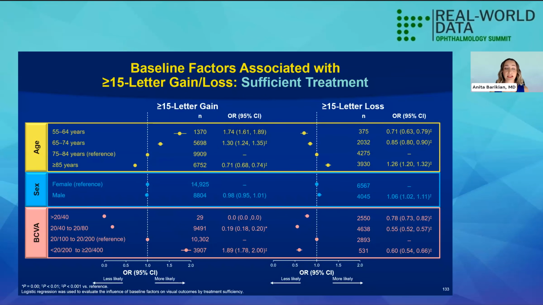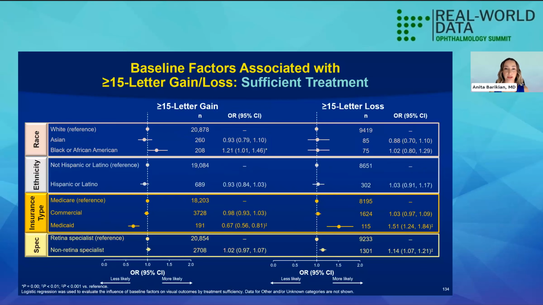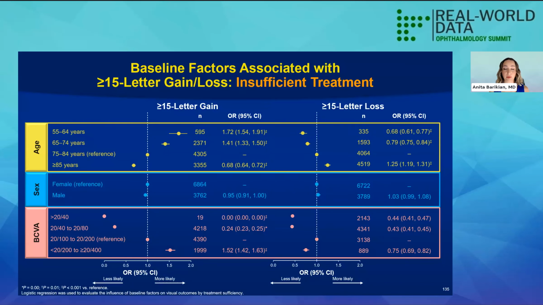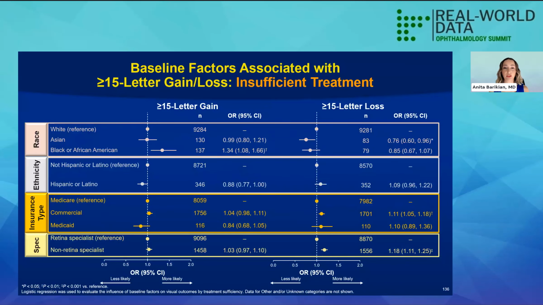Younger patients, when sufficiently treated, had higher odds of at least 15-letter gain, and with each 10-year increment increase of age, the rate of at least 15-letter gain decreases. And patients with worse BCVA, as seen here, had higher odds of at least 15-letter gain when sufficiently treated. Black or African American patients had higher odds of at least 15-letter gain when sufficiently treated, and Medicaid patients had higher odds of at least 15-letter loss when sufficiently treated. And the same trends were also seen for insufficiently treated groups.